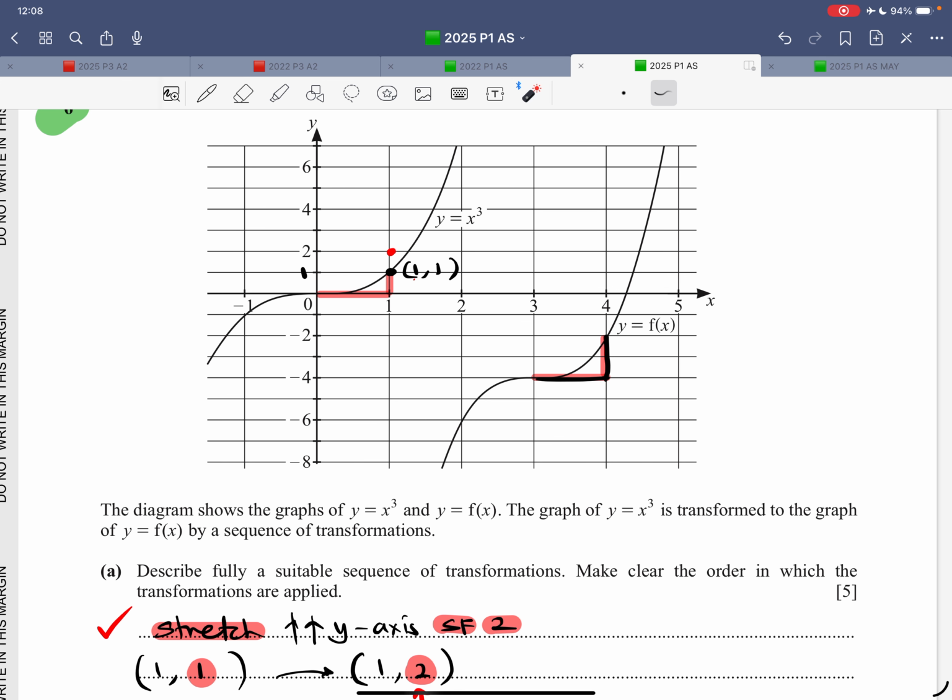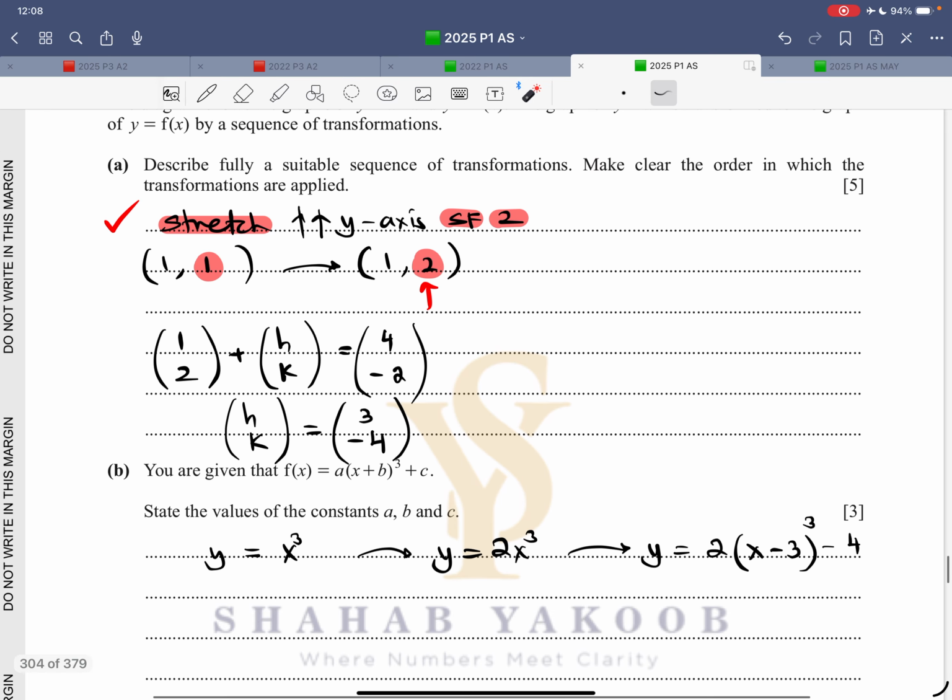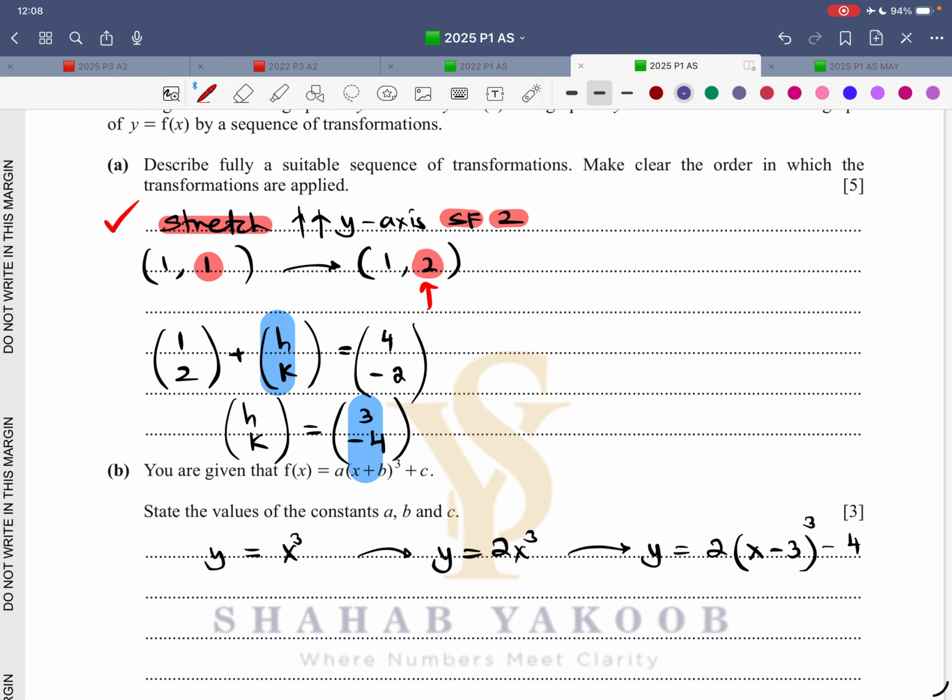Now this (1, 2) is translated to the right, and it's translated down. So we can say 1, 2, 3 units to the right, 1, 2, 3, 4 units down. And that is what I'm getting, (3, -4). So now this next thing, this is translation. This (h, k), that is translation. You can write it as one vector.